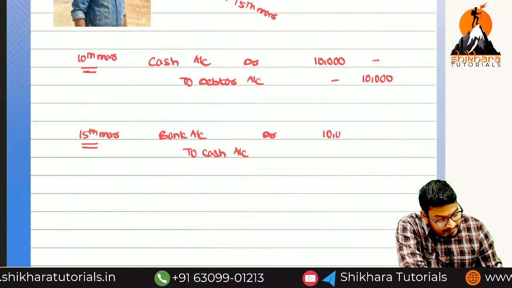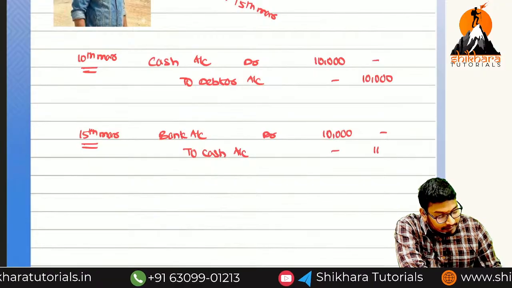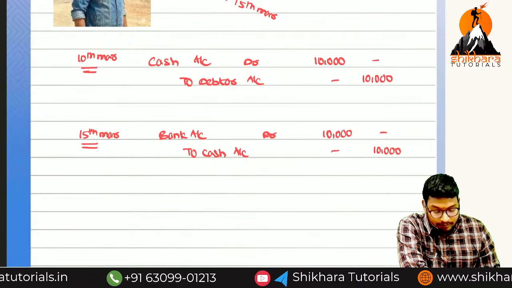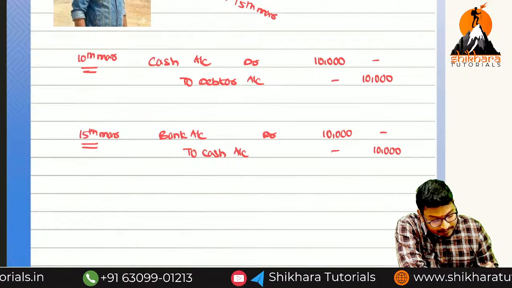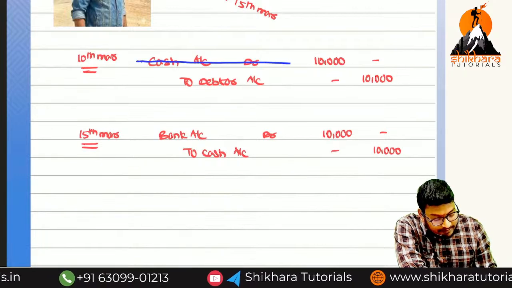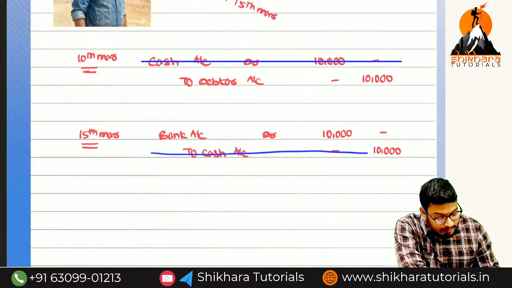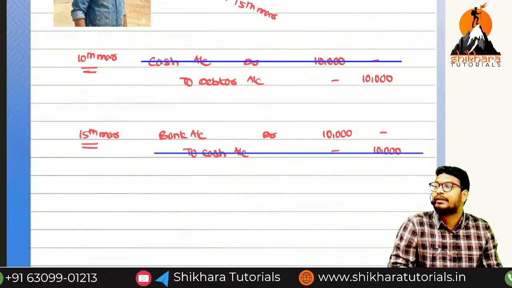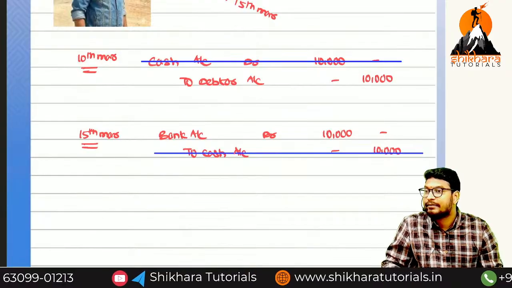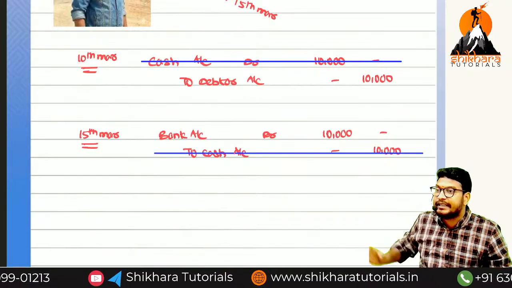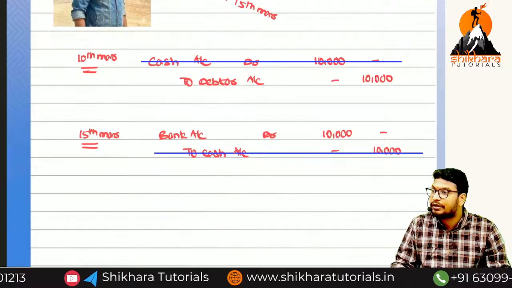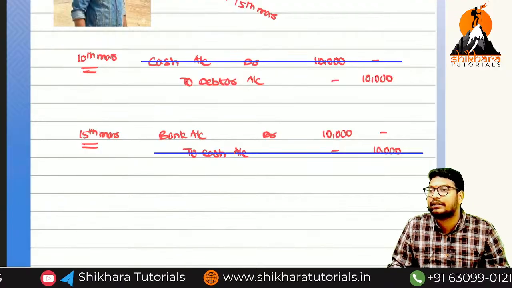If you net off both the entries, what is the ultimate entry you are going to get? So the cash debit we can cancel with the cash credit. One account showing a debit balance and the same account showing a credit balance, we can strike it off. Then ultimately, what is the entry you are going to get? Bank account debited to debtor account.